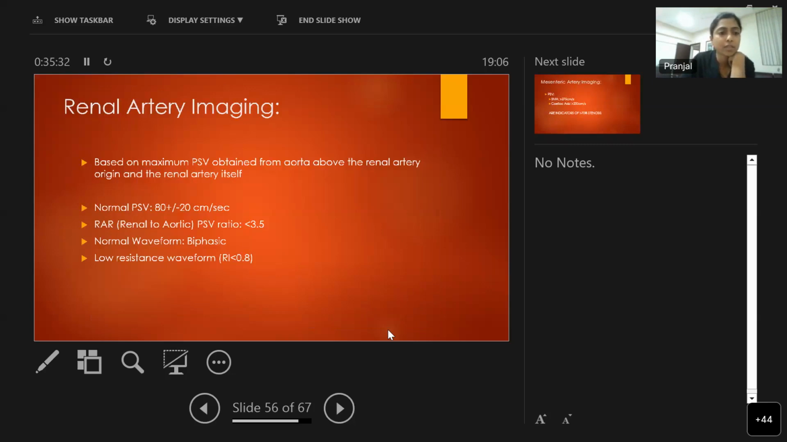Coming to renal artery imaging, this is based on the maximum PSV obtained from the aorta above the renal artery origin, that is at the level of the SMA approximately, and the renal artery itself. A normal renal artery PSV is 80 plus or minus 20 centimeter per second. RAR, that is renal to aortic PSV ratio, is less than 3.5. Normal renal artery waveform is biphasic, and it is a low resistance waveform with an RI of less than 0.8.